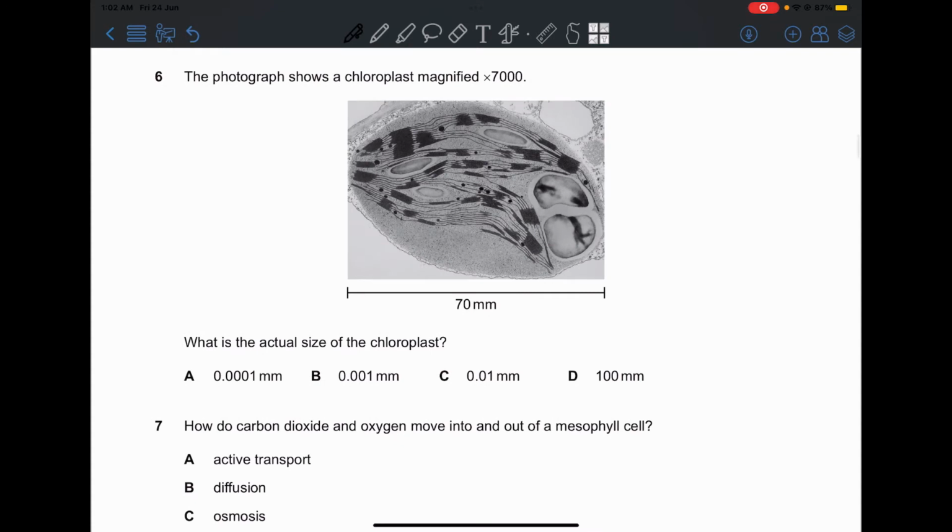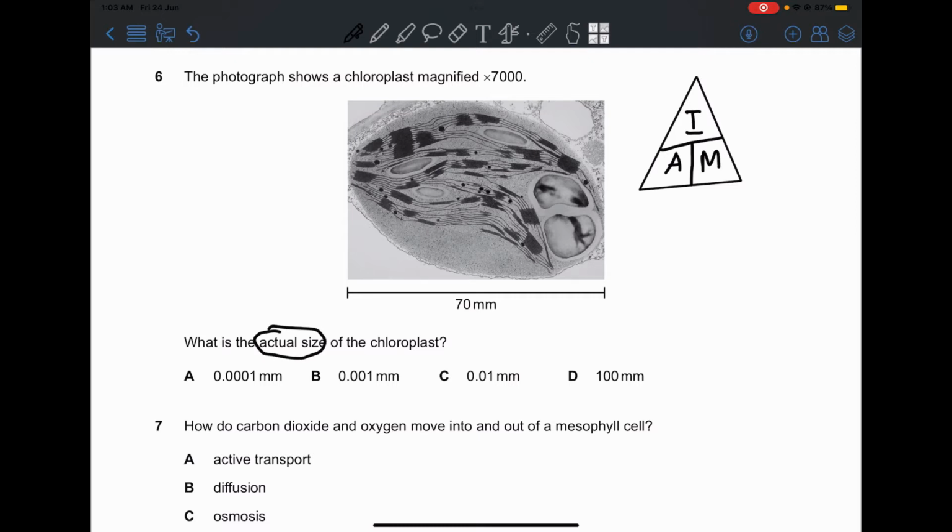Number 6, the photograph shows a chloroplast magnified 7,000 times. What is the actual size of the chloroplast? Now, over here, we know that whenever we get a question like this, we draw the I am triangle, which shows us the types of calculations that we should be making in the specified question. Now over here I'm going to be drawing it, and they over here asked for the actual size.